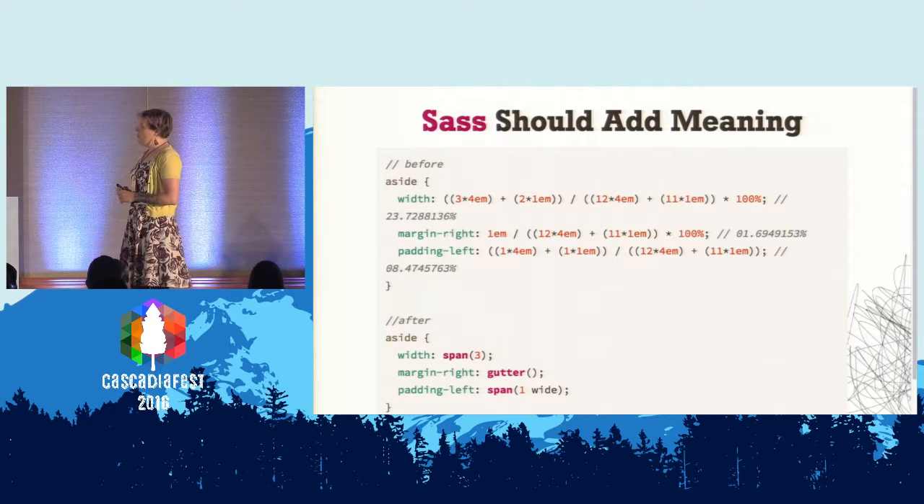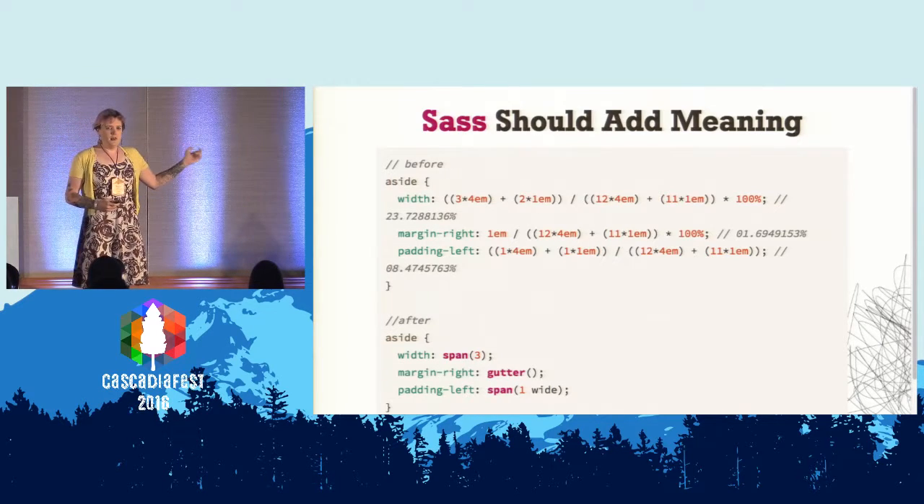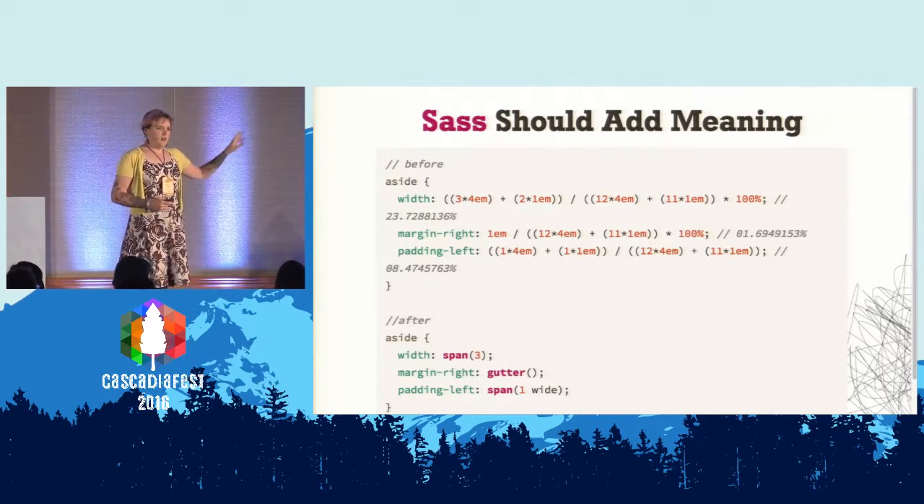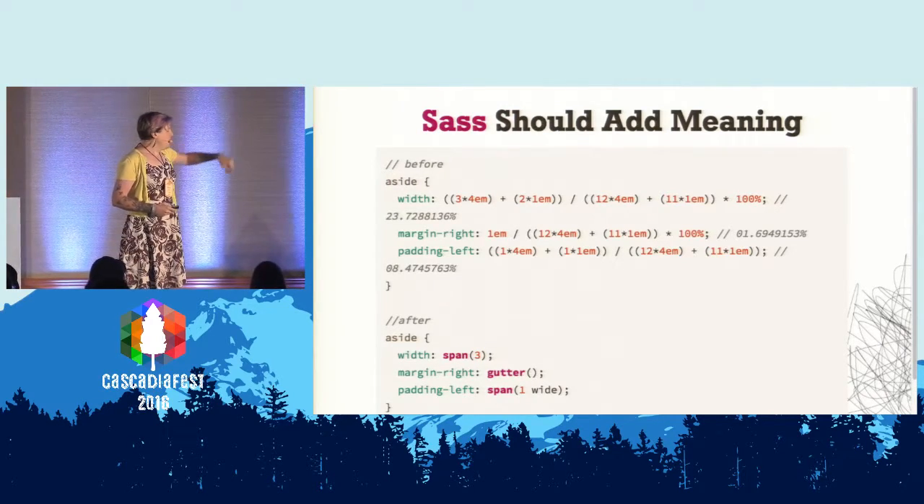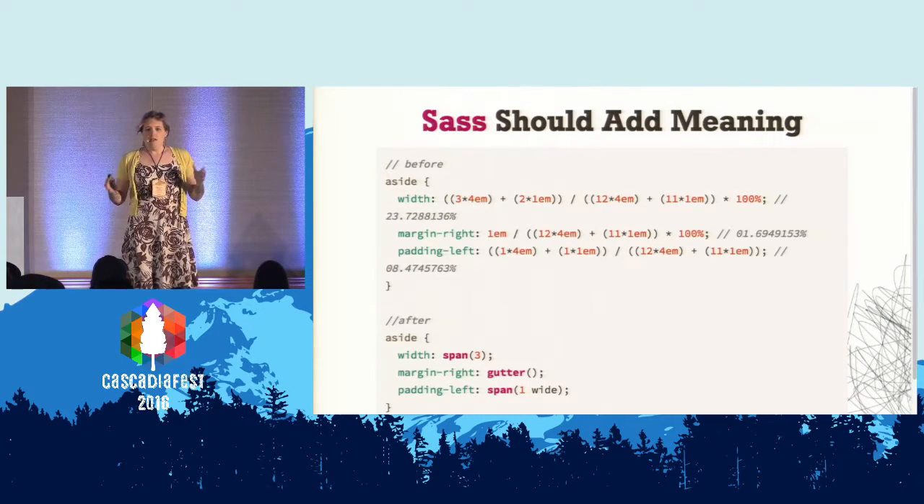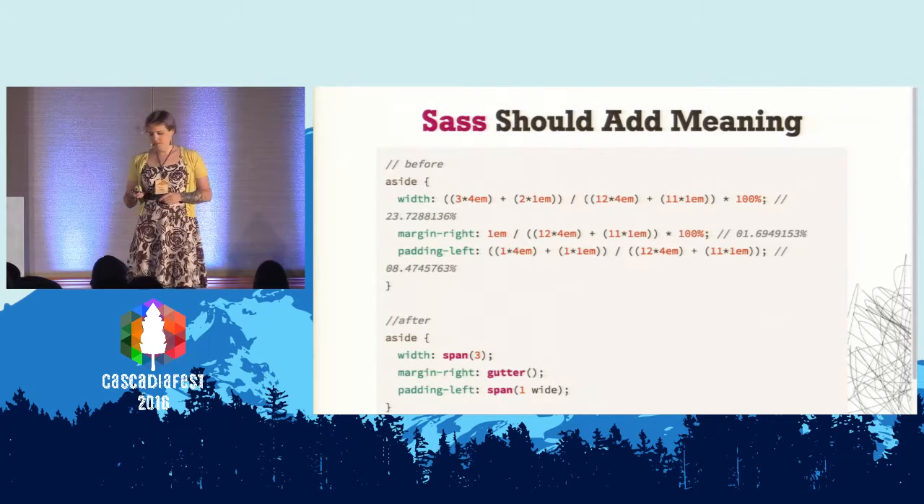So Sass should also add meaning, and that's one of the reasons I love Sass and use Sass. Yeah, you could use another preprocessor for the same thing. But you can see here, taking a bunch of grid math and turning it into something meaningful with functions. So you can look at that bottom part and say, okay, I understand span 3 columns. That means something. That means something more than the math there.